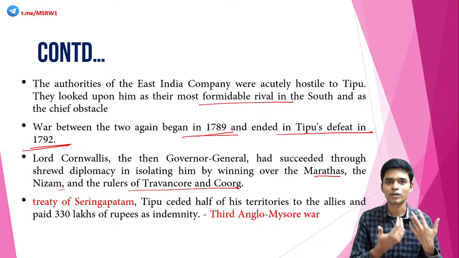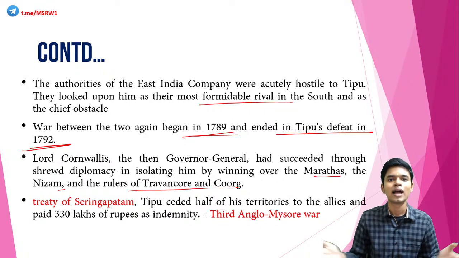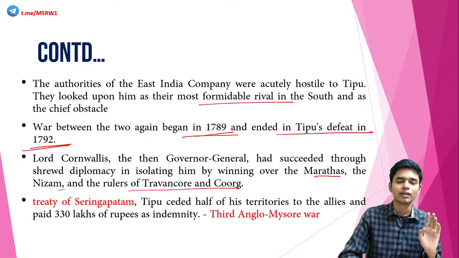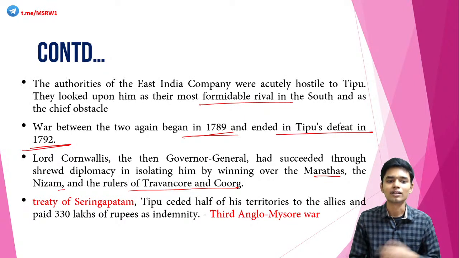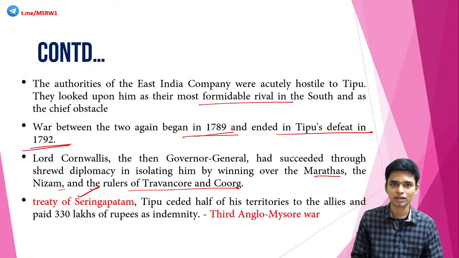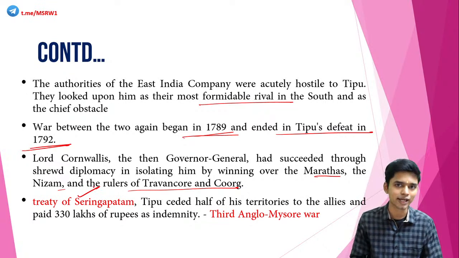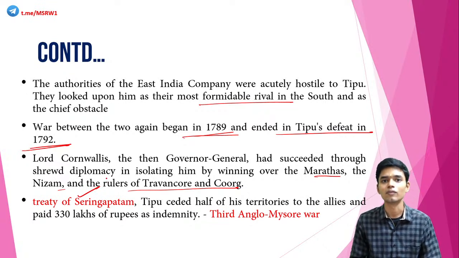Travancore Rajas also did not help Tipu Sultan, and he was all alone in the third Anglo-Mysore war. This decisive war ended with the Treaty of Srirangapatnam. The Treaty of Srirangapatnam was signed at the end of the third Anglo-Mysore war, in which Tipu Sultan was decisively defeated by the British under Lord Cornwallis.